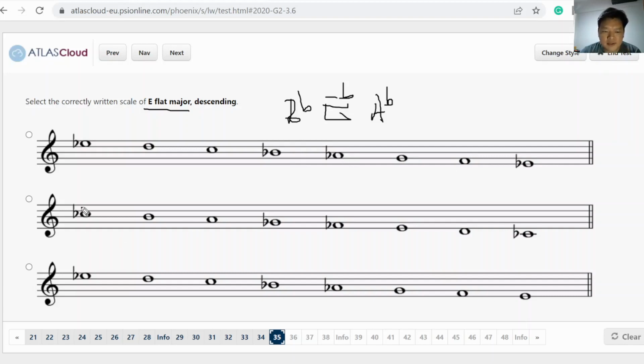The second one can't be, because it starts from C flat, so this is out. The third one also starts from E flat, but at the ending there's no E flat. Remember, the first note and the last note are the same note. Correct, 1 to 8 is a 7. So your answer is the first one.